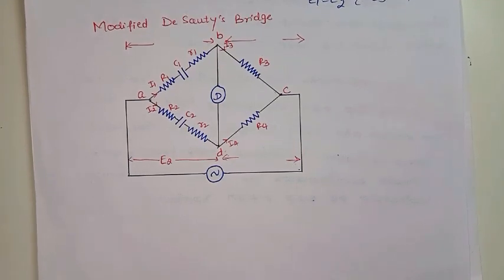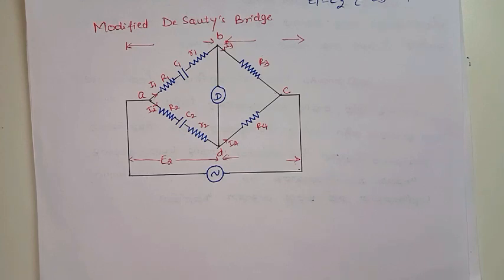What is D-Sauty's bridge? D-Sauty's bridge is a bridge which is used to find out the unknown capacitance in the circuit diagram. Today we are going to discuss the modified D-Sauty's bridge. We can measure the capacitance of imperfect capacitors which have dielectric losses.